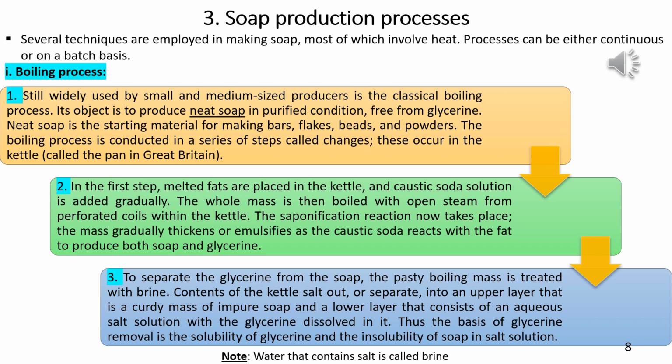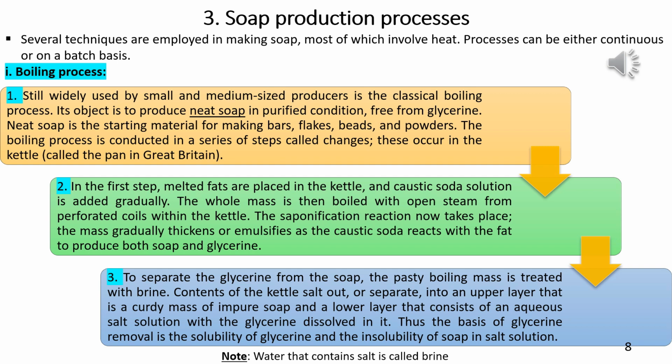Number 2, in the first step, melted fats are placed in the kettle and caustic soda solution is added gradually. The whole mass is then boiled with open steam from perforated coils within the kettle. The saponification reaction now takes place. The mass gradually thickens or emulsifies as the caustic soda reacts with fat to produce both soap and glycerin.